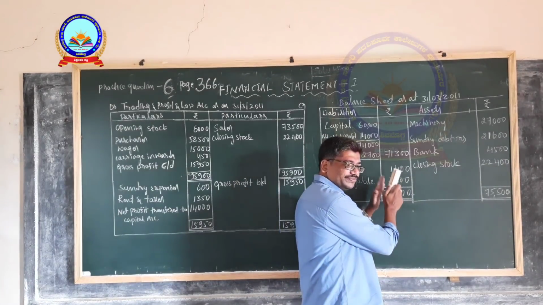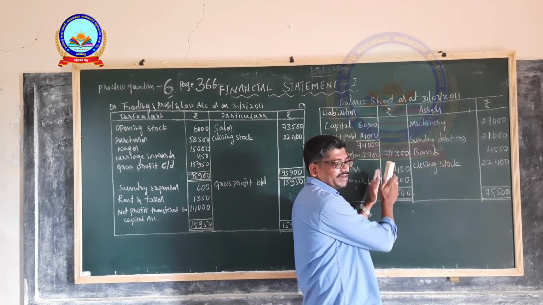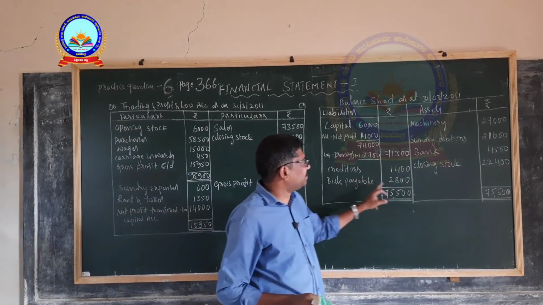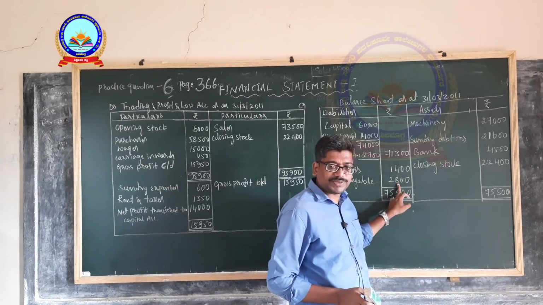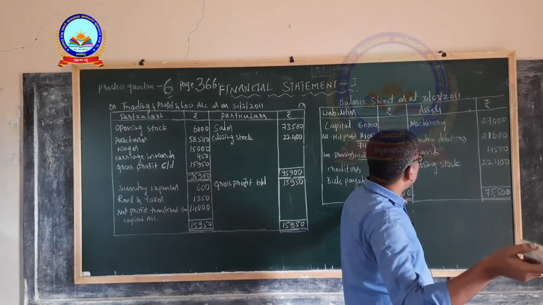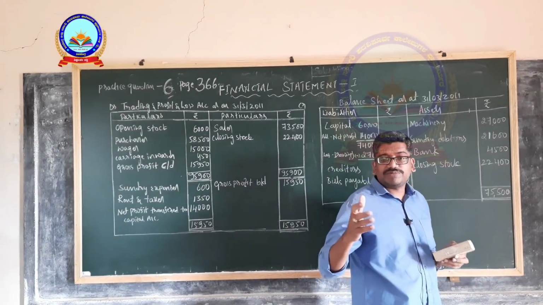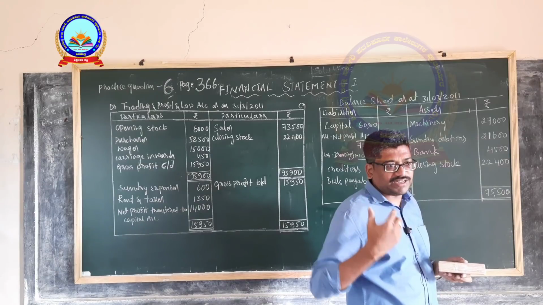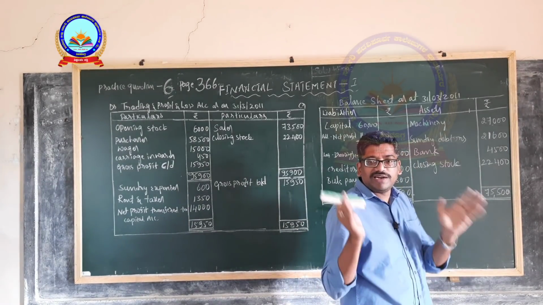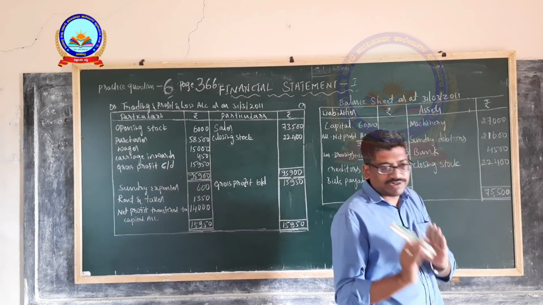You write in the left side after the capital. Next, bills payable. So bills payable amount is 2,800 rupees. So write 2,800 rupees. Now go to the trial balance, and find which are the items not recorded so far. The first one, machinery. Machinery is not yet recorded anywhere, and it is available in the debit side of a trial balance.